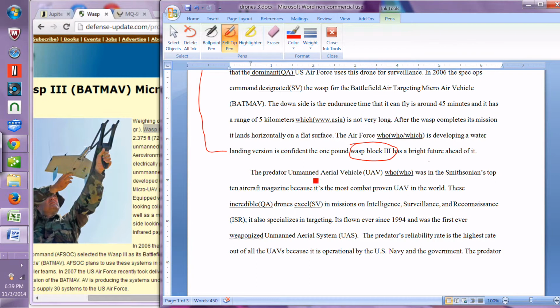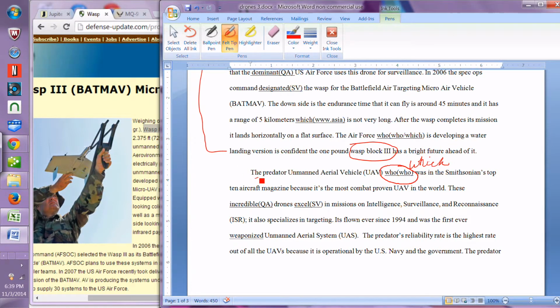Right here, the Predator Unmanned Aerial Vehicle UAV, who is for people, and since this is a thing, we would have used which. So just kind of keep that in mind when we're using a who. We're talking about a person. A which is for a non-person. The Predator Unmanned Aerial Vehicle, which was in the Smithsonian's top 10 aircraft magazine because it is the most powerful, is the most combat-proven UAV in the world.